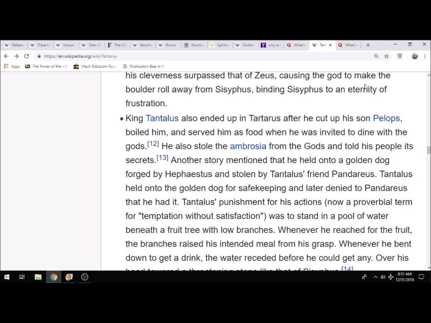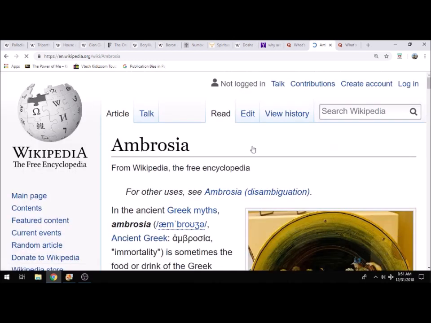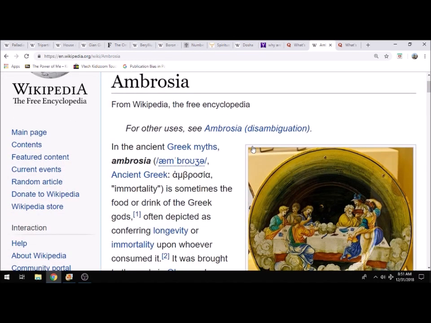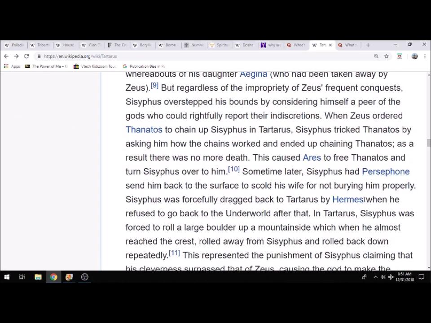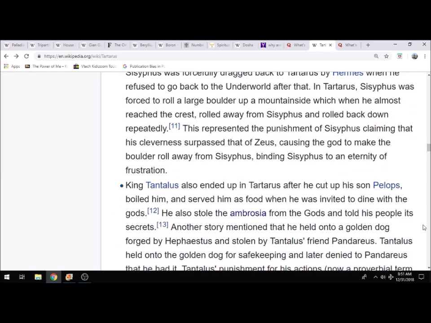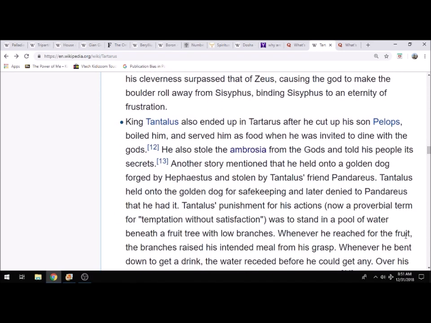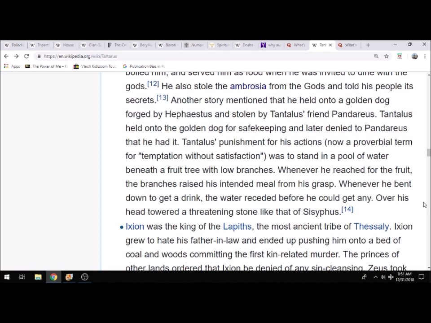What do they consider ambrosia in this story here? There it is. Ambrosia is the food or drink of the Greek gods, often depicted conferring longevity and immortality. The good stuff. Ambrosia. Let's see, why did that scroll back? He stole the ambrosia from the gods and told his people its secrets.